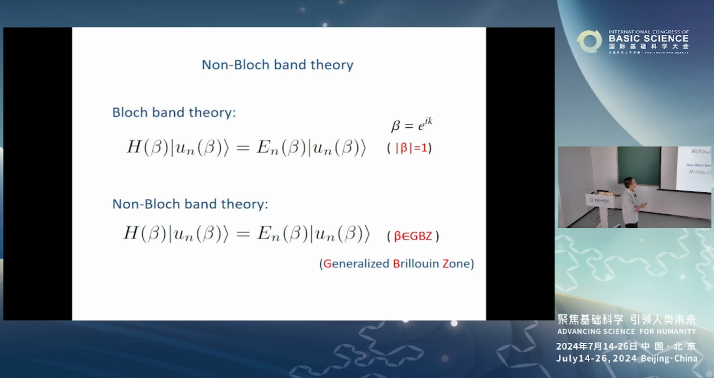This band theory, based on the generalized Brillouin zone, is called non-Bloch band theory. Actually, the only important difference between this new band theory and the conventional one is the definition of the Brillouin zone. In the conventional Bloch band theory, the Brillouin zone is fixed. In one dimension, it's always just the unit circle. But here, the GBZ should be calculated from the equation that we just described.